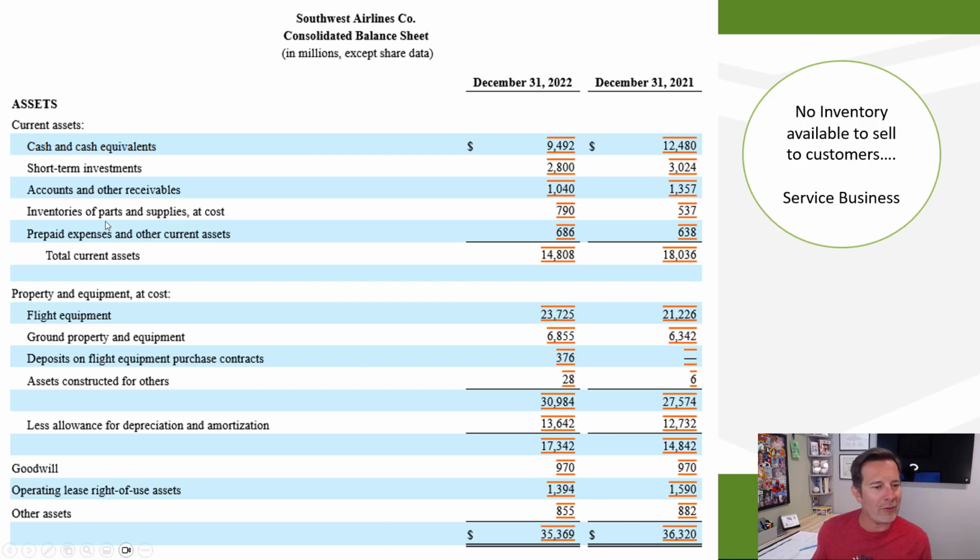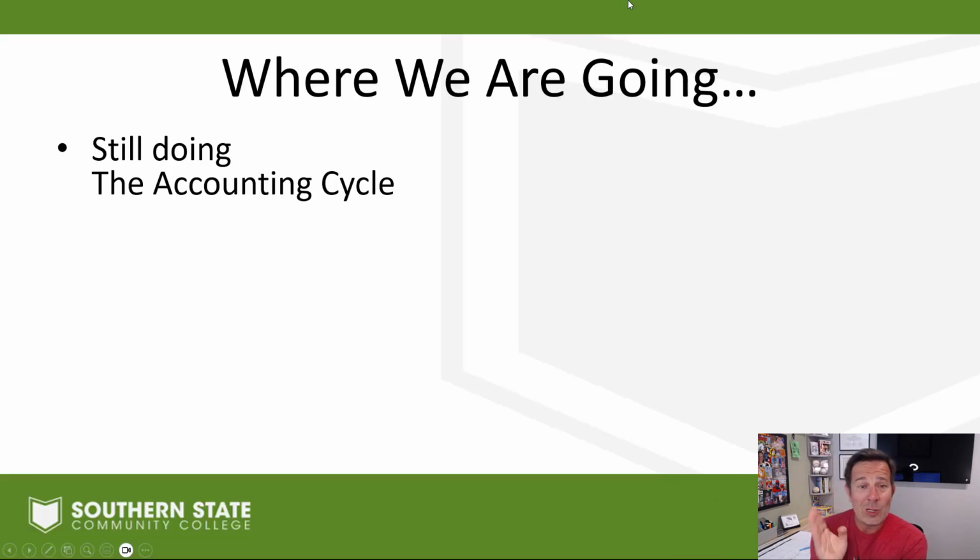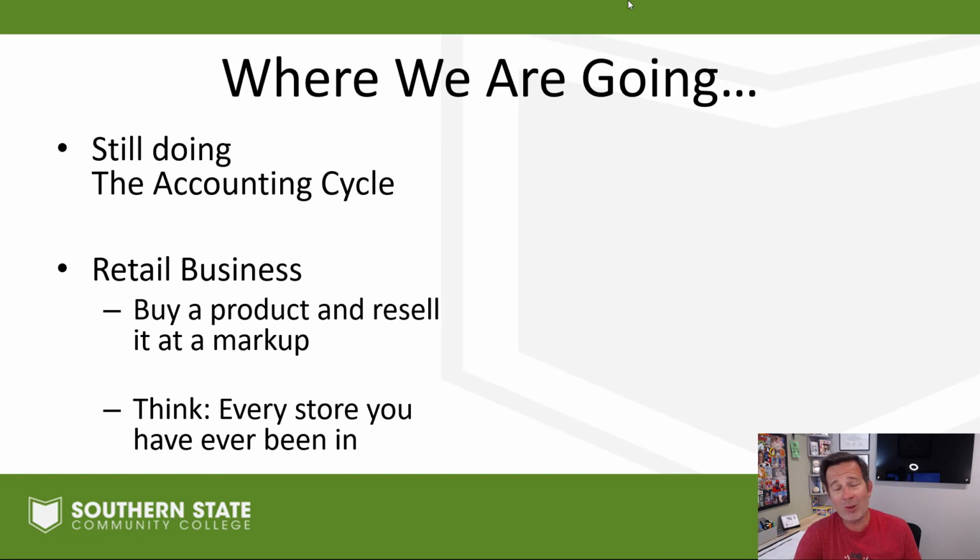Let's talk about where we're going. Still doing the accounting cycle. Everything that you have learned up to this point, it still applies. So keep all that stuff in mind: the accounting equation, the steps in the accounting cycle, the rules for debit and credit. Don't you dare throw them away because you still need them. We're still using that good, solid accounting foundation that we built over the first couple of weeks. But now we're going to apply it to a retail business.